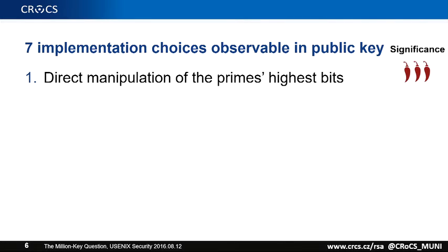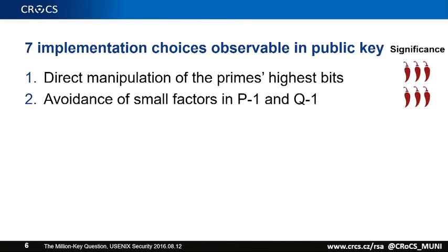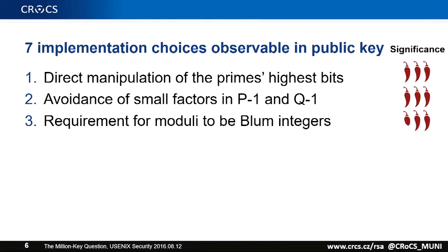First, it's a direct manipulation of the prime's highest bits. This is a very significant thing that will manifest itself also in the highest bits of a public key. Another example, another factor, is the avoidance of small factors. This will bias the small bits of the public modulus, again, very significantly.